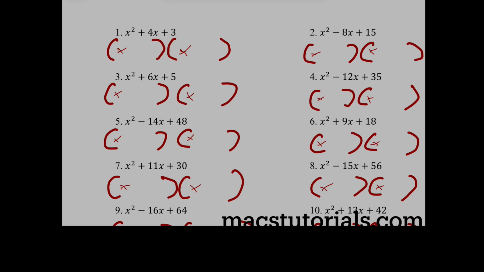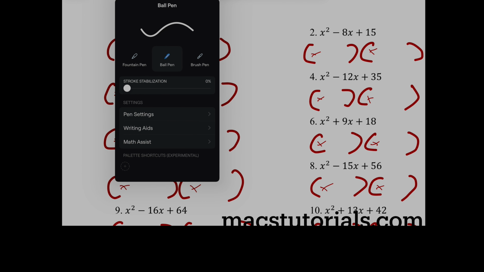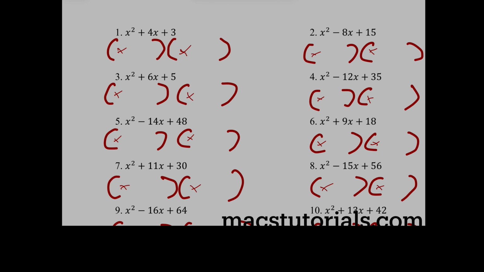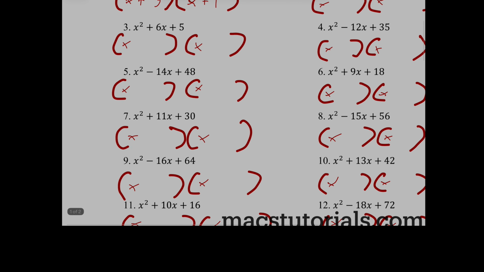So number one, here's how I think about it. The third term is positive. Once I know that the third term is positive, I know that signs are the same, and I'm going to do the sign of the middle number, which is also positive, so it's plus plus. Factors of the third add to the middle, and in this case, it's going to be 3 and 1. Let's go down to the next one. Third term is positive, which means signs will be the same, and they'll both be positive because the middle is positive. What multiplies to 5 and adds to 6? 5 and 1.